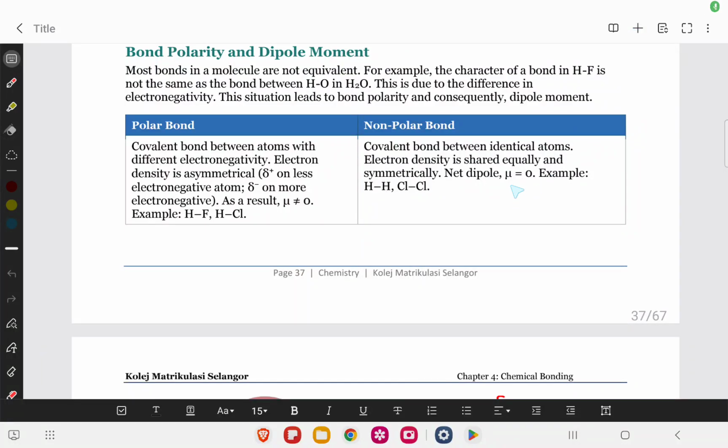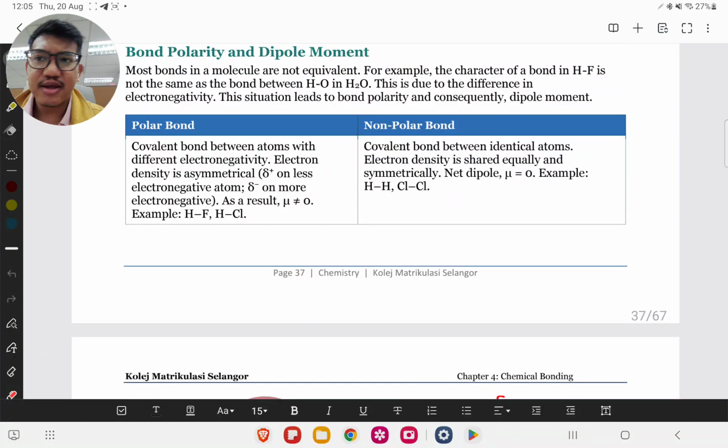So just now we have had a look at polar bond. So now we're going to look at non-polar bond. So tadi kita tengok polar bond, so now it is non-polar bond punya term pula. Okay, so kalau kita tengok polar bond tadi, we have looked at the differences between electronegativity in a bond.